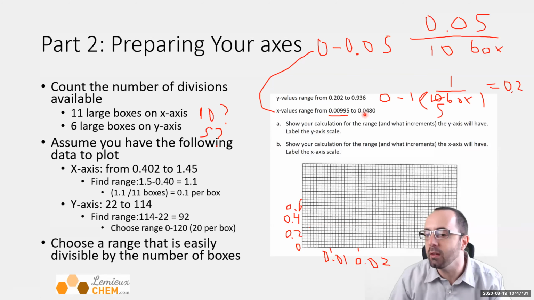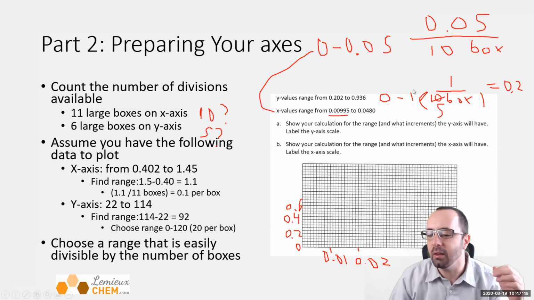And then again, I chose to divide by 10 boxes because dividing things by 11 is not usually going to give you nice round numbers. So we divide by 10 boxes and that gives us 0.005 for each box. Okay. Or for every 2 boxes, that's 0.01.